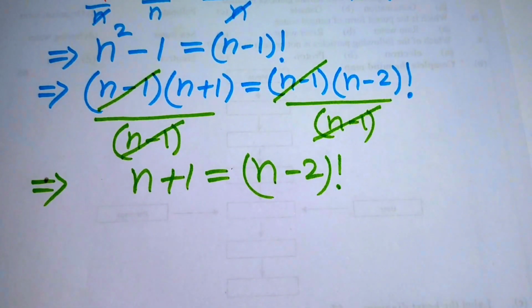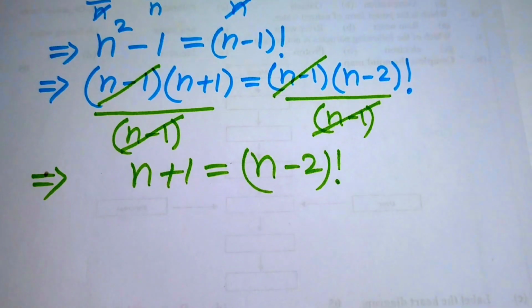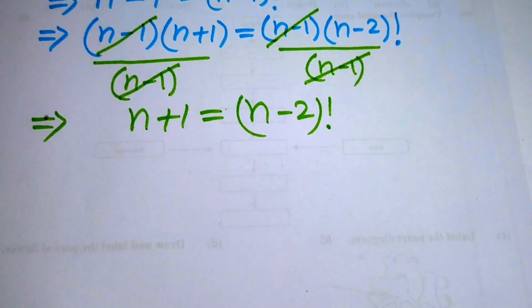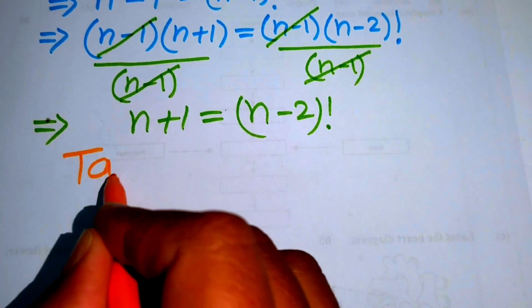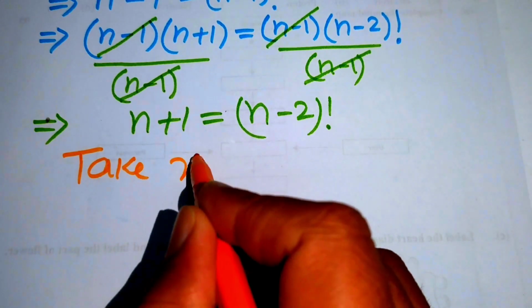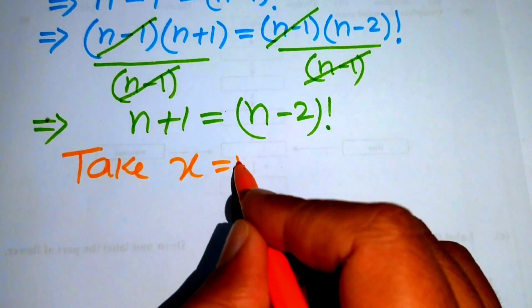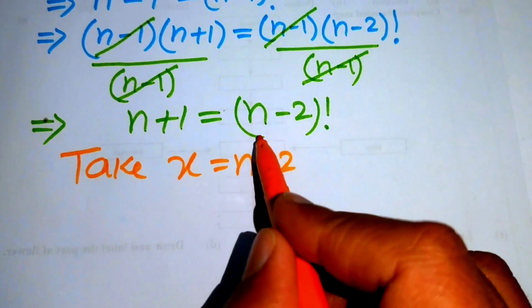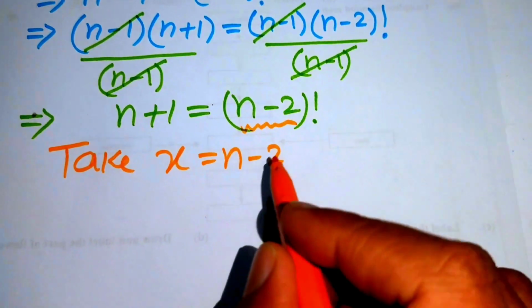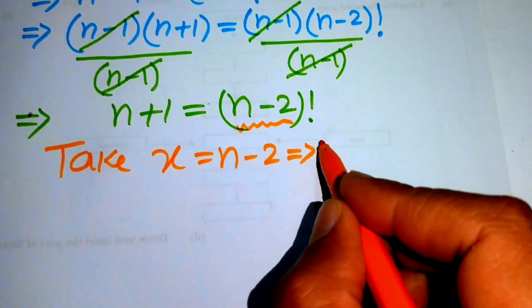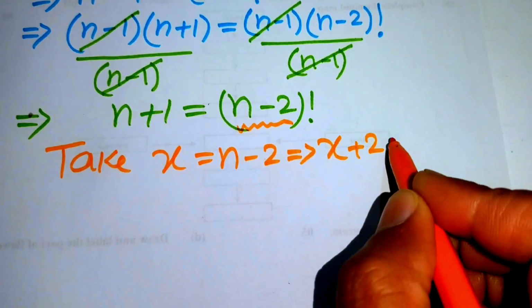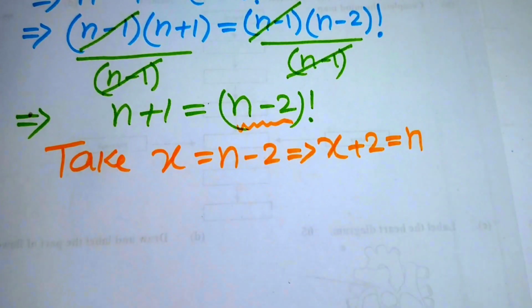factorial. So here we need to write this into simplified factorial form. In order to convert this into simplified factorial form, we take x equals n minus 2. So we take this value equal to x, and this implies that when we move this minus 2 to the left hand side, we get x plus 2 equals n.